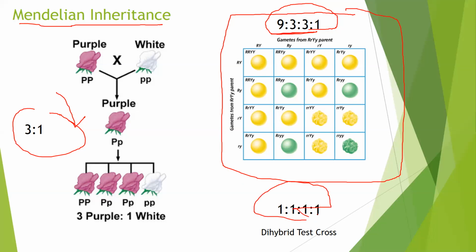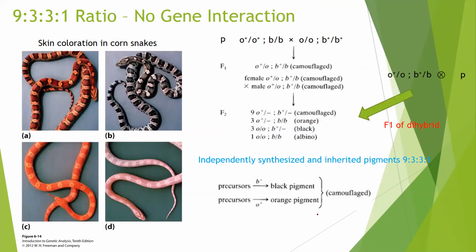So we're experts now, right? This is just a piece of cake for us. All right. Okay. So now let's look at two genes. If we do the dihybrid cross, and the results from this cross show a 9:3:3:1 ratio, then this is an indication that there's no gene interaction between these two genes. All right, so in this example, let's use snakes as an example.